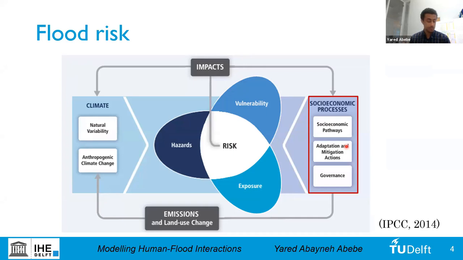One thing I mention in my thesis is that I'm from Ethiopia, and a rainfall event of the same magnitude that occurred in the Netherlands may not cause any flooding, but it may cause flooding in Addis Ababa, the capital of Ethiopia, because our storm drainage management system is not good enough. Our flood management is not good. So these governance aspects, socioeconomic aspects, and the different adaptation and mitigation aspects are very, very important also.